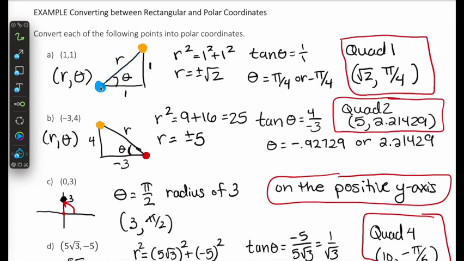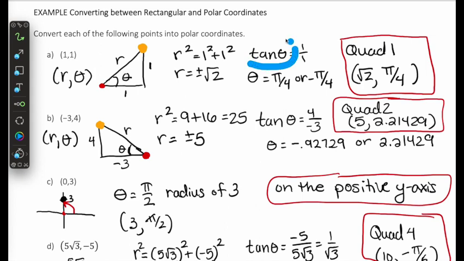So this is the origin. I'm coming out this way. Here's my point 1, 1. So to find my R, I just use Pythagorean theorem. So I have R squared is equal to 1 squared plus 1 squared. So I could get that R is plus or minus square root of 2.